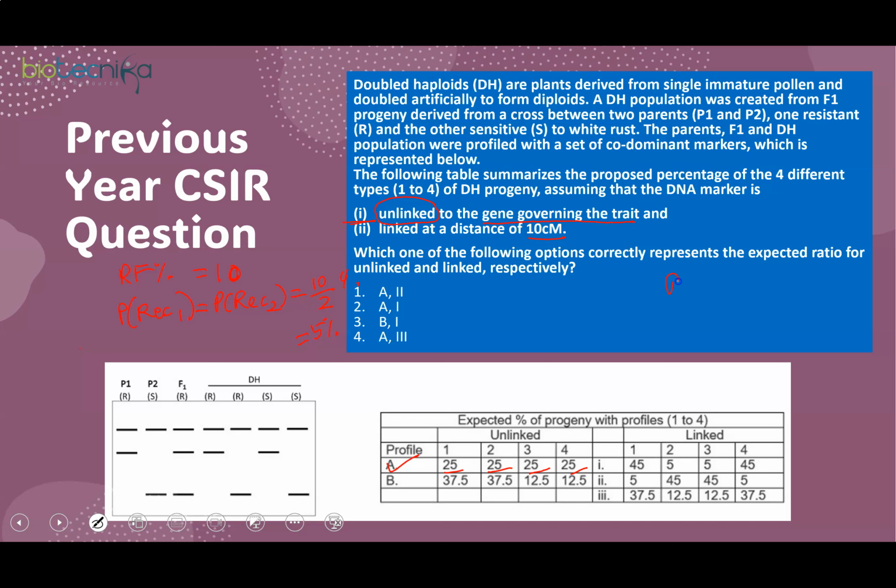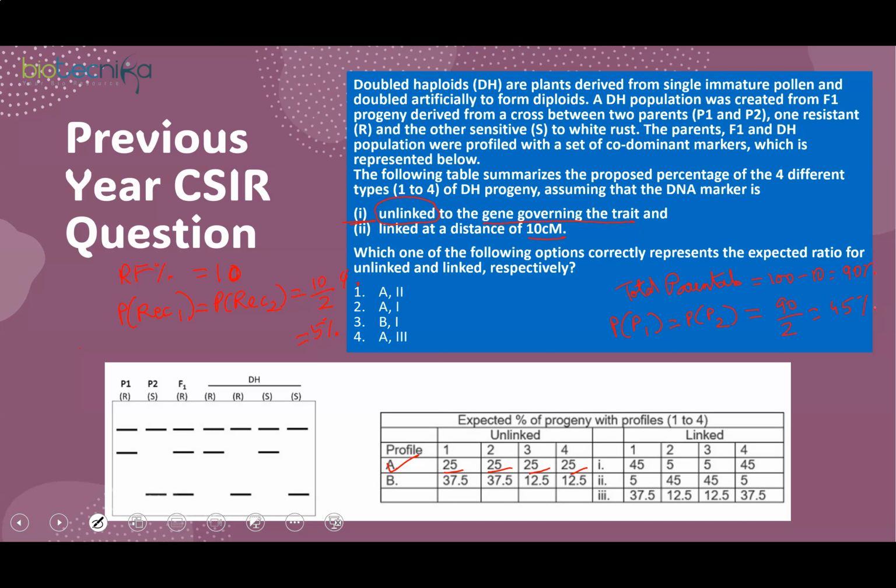If recombinants are 5% each, then what about the parentals? Here I am writing down that parentals again will be two. Total parentals will be equal to 100 minus 10, that is 90%. The proportion of parental 1 will be equal to the proportion of parental 2, which will be 90 by 2, that is 45%. So parentals will be 45% and the recombinants will be 5%.